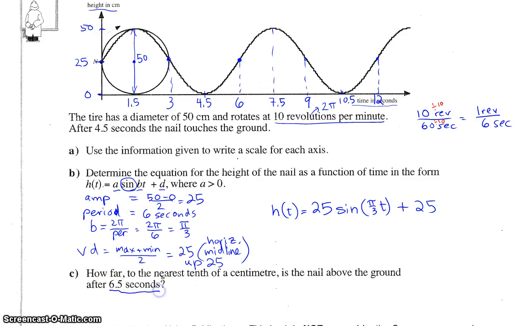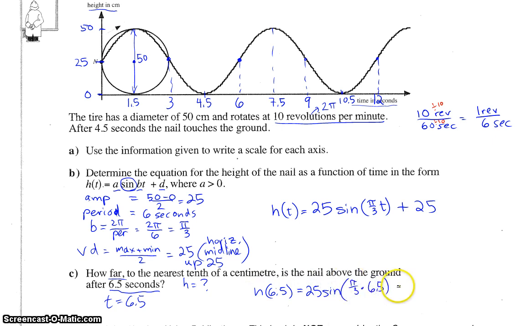So think about what they're giving you. 6.5 seconds, that sounds like time is going to be 6.5. And how far is the nail above the ground? So that's height. We're looking for height. So let's take our equation, put in 6.5. So h at 6.5 is 25 sine of pi over 3 times 6.5, plus 25.